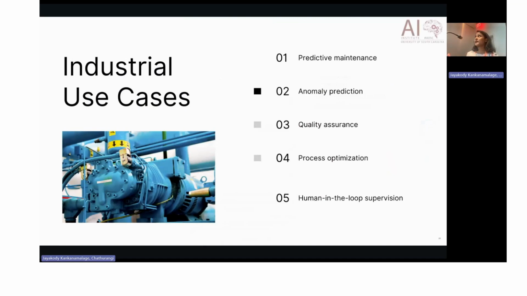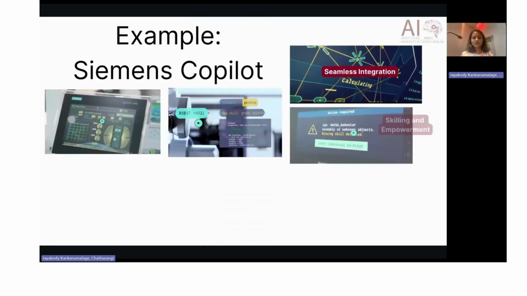So there are multiple examples that we can see, like predictive maintenance, anomaly prediction, quality assurance, process optimization, and most importantly, the human in the loop supervision. So Dr. Corey Henson will explain more on these use cases by explaining the Bosch use cases. So we will not explain that much in this section.